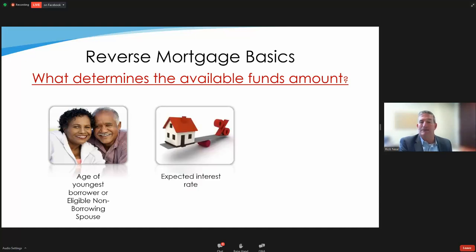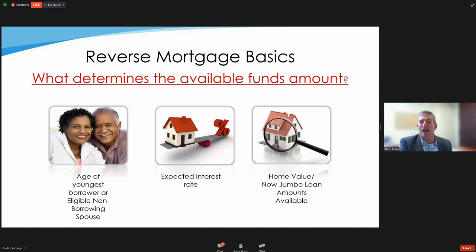Two is the expected interest rate, which is made up of the 10-year constant maturity treasury, CMT swap rate, plus the lender's margin. The third component is the max claim amount, the home appraisal basically, which refers to the lesser of the home's appraised value or the FHA lending limit. Currently, FHA has a national lending limit of $970,800, which I will speak of next.